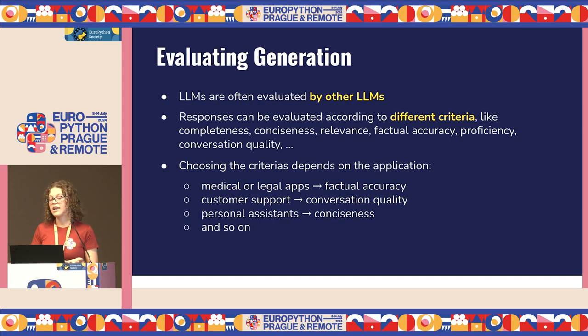Also, the criteria you want to evaluate generation on really depend on the application of your RAG system. For example, if it's a scientific application, you might want to focus especially on factual accuracy. If it's for customer support, conversation quality is also very important, because you want people to feel helped. Or for a personal assistant, you want it to be a bit more concise. So you can also evaluate criteria that would normally be very hard to assess with just a numeric metric like F1, for example.